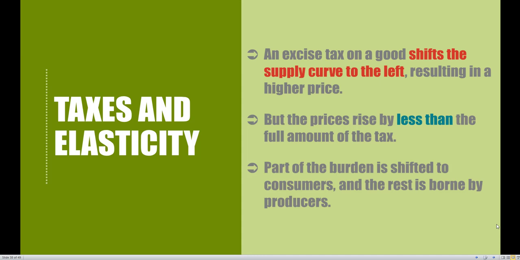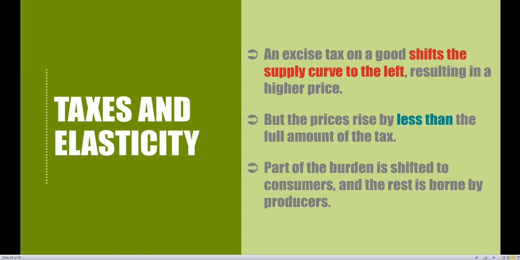Now that we know about taxes, we can go ahead and see who's going to be bearing the burden of a tax when it is levied on a good within a particular market. The specific tax that we talk about is an excise tax, which is just a tax levied on a particular good. They're also called sin taxes, because excise taxes are pretty much placed on goods that are considered sinful, like cigarettes, alcohol, and sugary drinks.